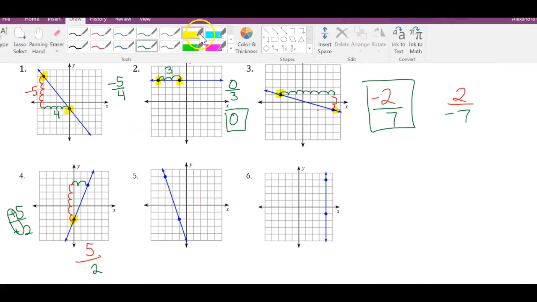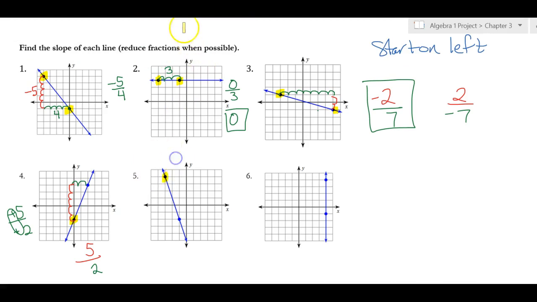All right, let's look at this next one. Start on the left. So I'm going to go down 1, 2, 3, 4, 5, 6. And then I'm going to go to the right 2. I can reduce this, so I want to reduce this, and negative 6 divided by 2 is negative 3.